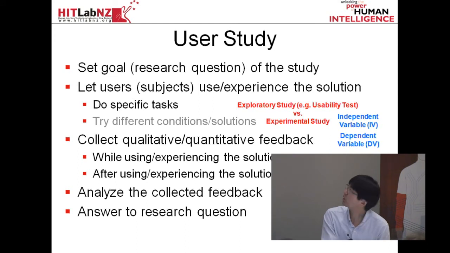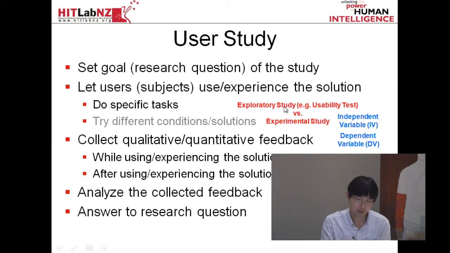In any kind of user study, we start by setting a goal, a research question, and then we find users to try out the user interface we are studying. Then we collect feedback, either qualitative or quantitative, analyze it, and try to answer the research question. While we think of how we let the users try out the interface, there comes the main difference between an exploratory study and an experimental study.